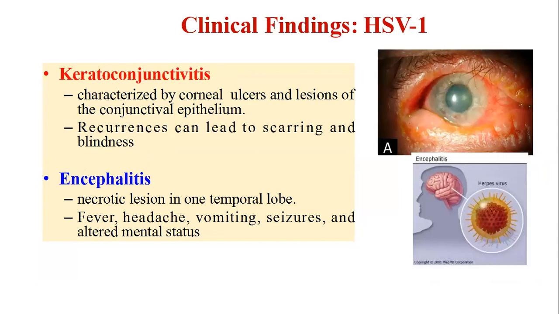Then keratoconjunctivitis, characterized by corneal ulcer and lesions of the conjunctival epithelium. And in case of recurrence, it can lead to scarring and blindness. The first picture. The second picture tells you about encephalitis. So necrotic lesion in one temporal lobe caused by HSV1. Here the symptoms may be fever, headache, vomiting, seizure, and altered mental status.